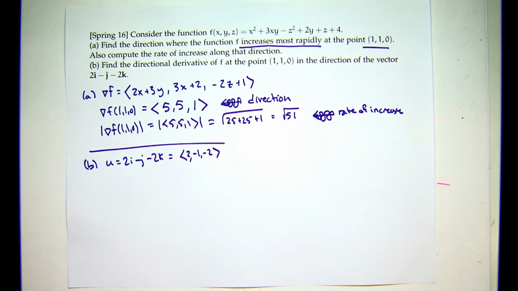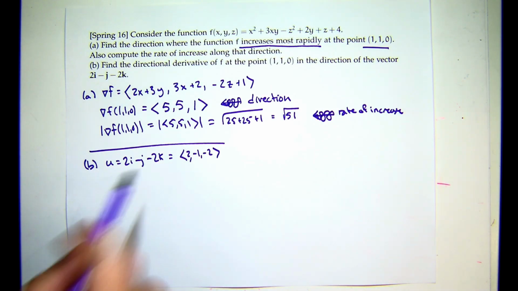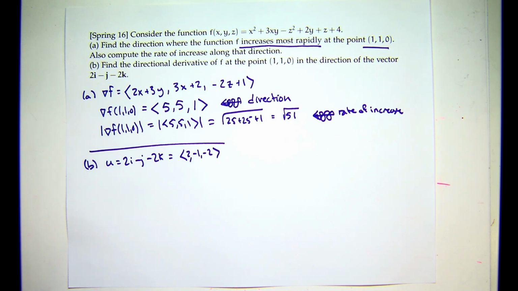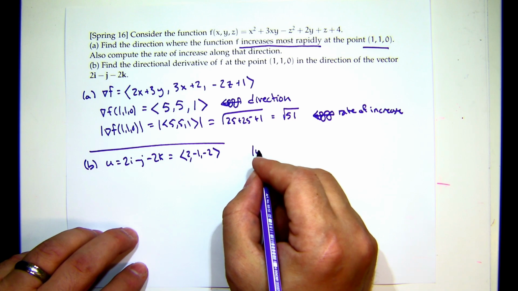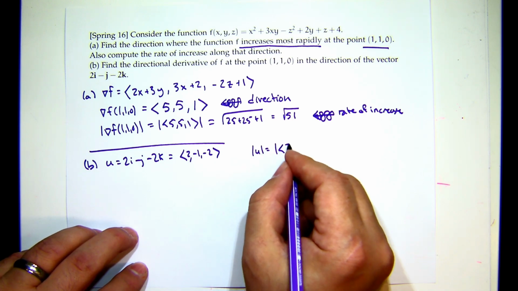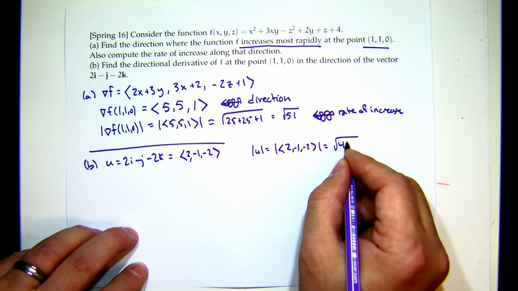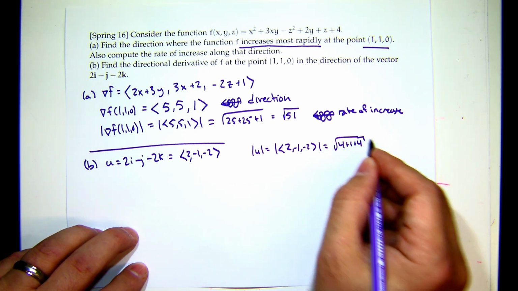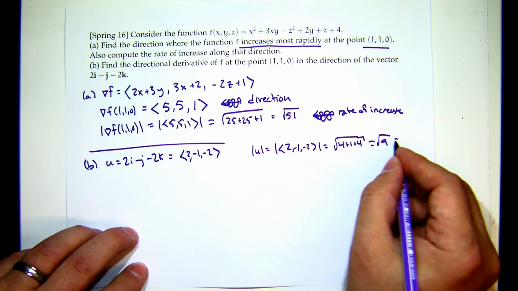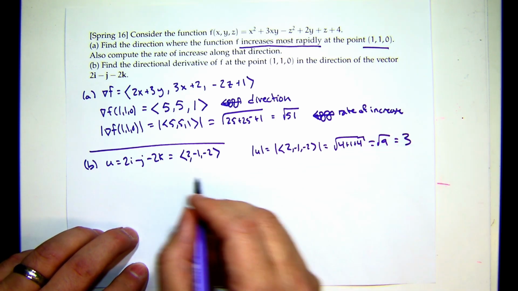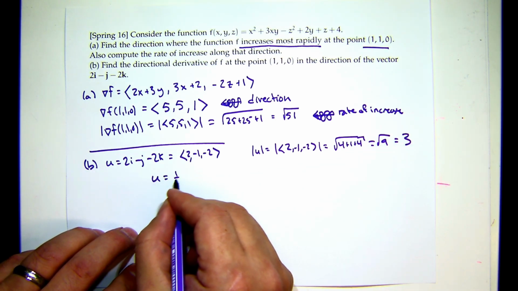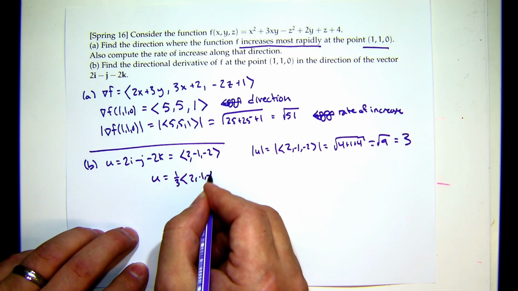Okay. Now, what's wrong with this direction vector? Not a unit vector. So what do we do to it? Make it a unit vector. So we find the magnitude of 2, minus 1, minus 2. That's the square root of 4 plus 1 plus 4. Square root of 9, also known as 3. So we have our vector u is 1/3, 2, minus 1, minus 2.